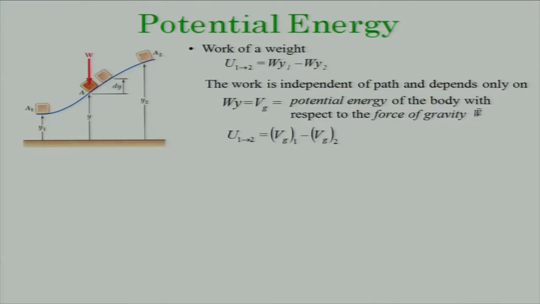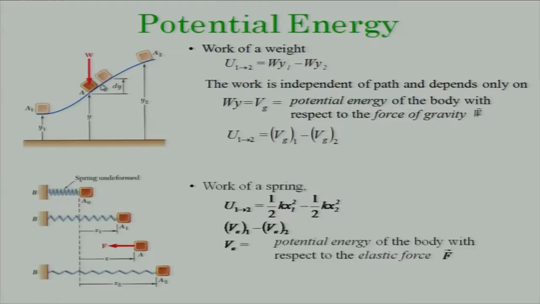Now we define this quantity, which we call the potential energy of the body with respect to any force. So we say that the work done in taking the particle from 1 to 2, we define it as given by the potential energy of the particle at point 1 minus the potential energy of the particle at point 2. So since U12 is negative, this quantity, the potential energy at 1 of the particle, will be less than the potential energy of the particle at point 2.